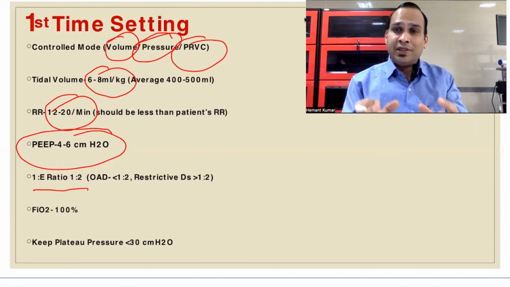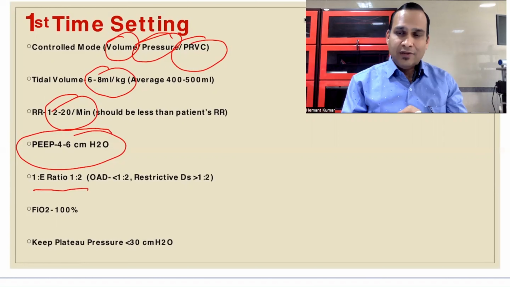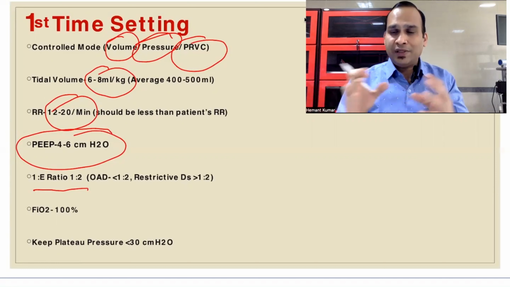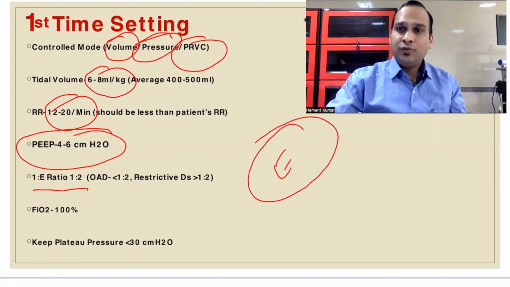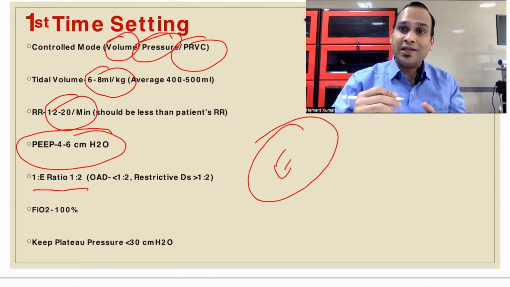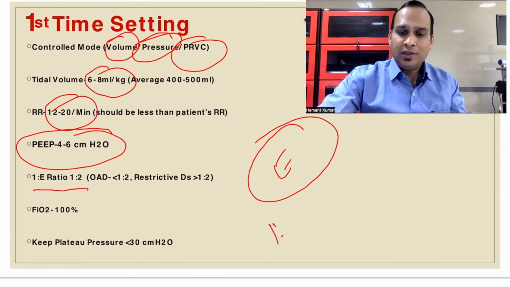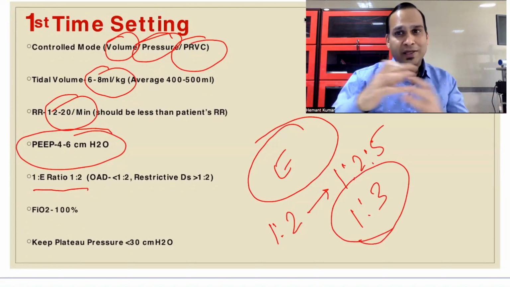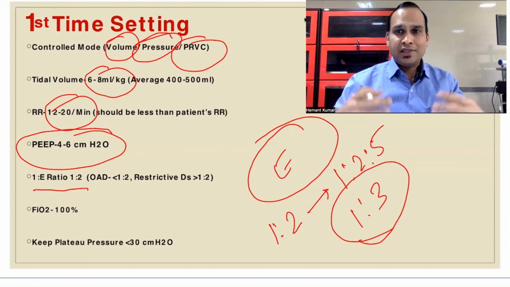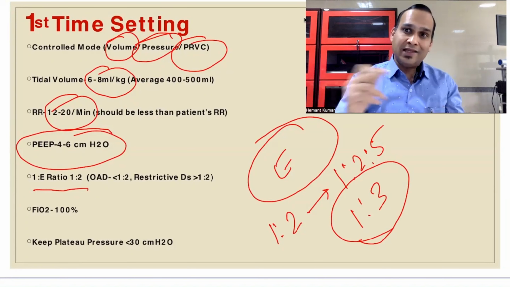But in patients with obstructive airway disease, where we need washout of CO2, in that patient we have to prolong the expiratory phase. So to increase the expiratory phase, we have to decrease the I:E ratio. So we have to change 1:2 to 1:2.5, like 1:3. So there is a prolonged expiratory phase, and we know CO2 gets washed out in the expiratory phase. So in obstructive airway disease like COPD, we have to decrease the I:E ratio.